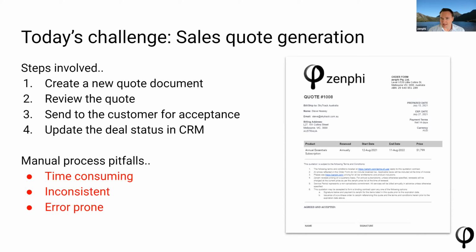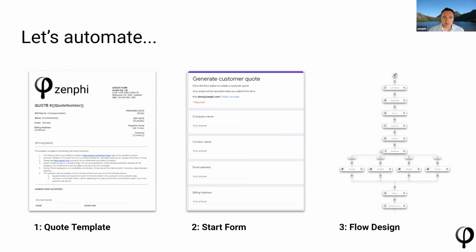So the answer was to automate this. And how we went about doing it? Well, in Zenfi, what we needed to do was we needed to create a Google Docs template for the quote, and a template that Zenfi could understand and pick up and use as part of the process. The next step we had to do was create a Google form to capture the necessary information to go into the quote, and we use that to start the flow process. And finally, we use Zenfi and the flow designer to wire everything up and connect everything together. So without further ado, let's jump into this and I'll show you how we did this today, starting from scratch.